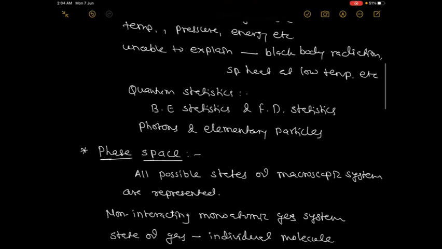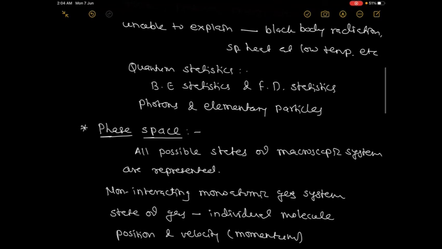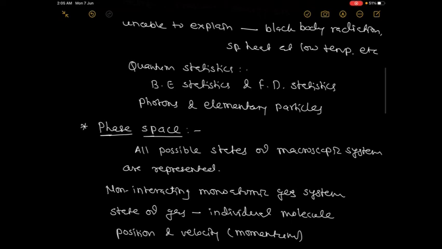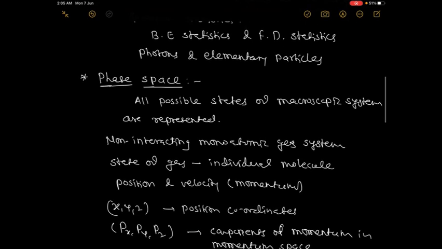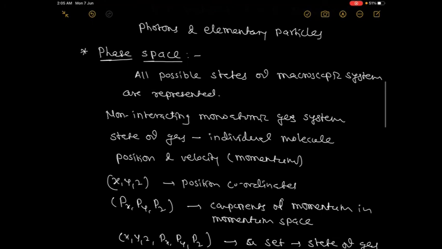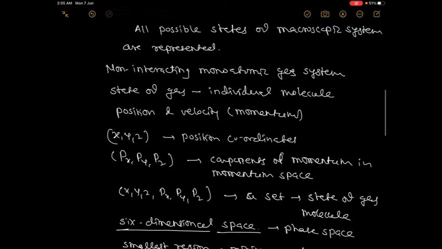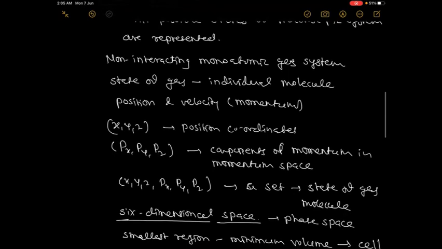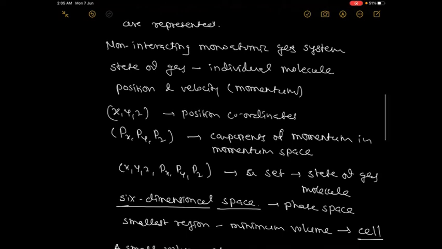And then we explained the phase space. Phase space is a 6-dimensional space in which we specify all possible states of gas of a macroscopic system. To specify the state of gas, firstly we mention it requires position and velocity. Hence, we consider the position coordinates and momentum coordinates in the momentum space. These two coordinates together give one set. That set defines the state of a gas molecule. Hence, phase space is a 6-dimensional space that we define.